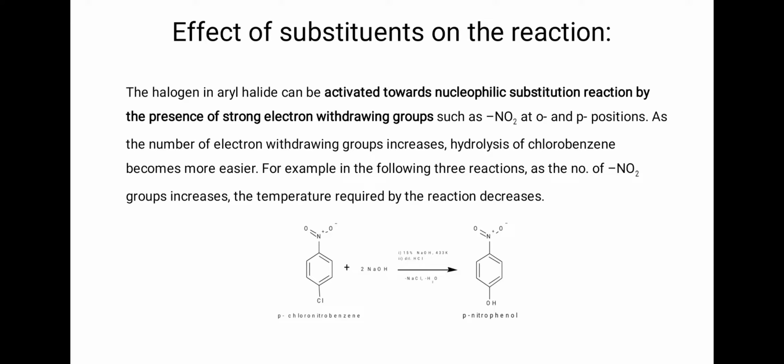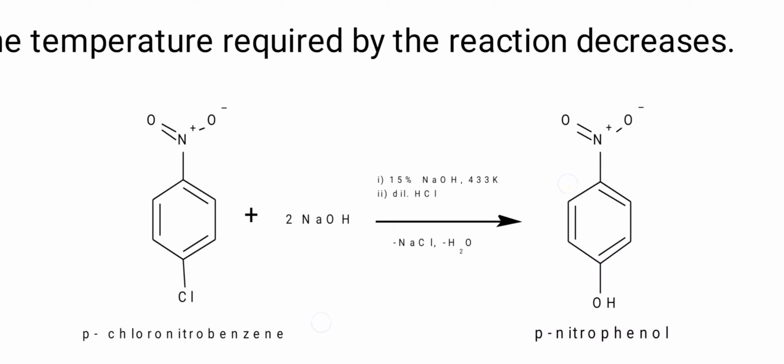So as the number of electron withdrawing groups increases, hydrolysis of chlorobenzene becomes easier, because we can see that by the presence of an electron withdrawing group there is acceleration of the reaction because of some kind of resonance effect. So here we can see that in the presence of one nitro group on chlorobenzene, that is para-chloronitrobenzene, the reaction takes place in the presence of 15% NaOH and dilute HCl, right? As you all can see that.